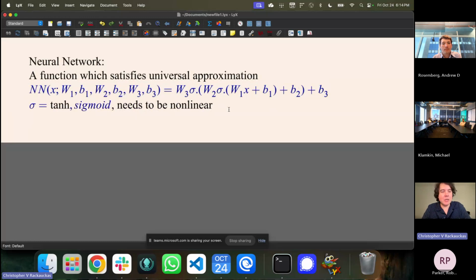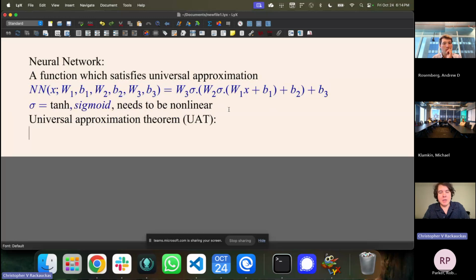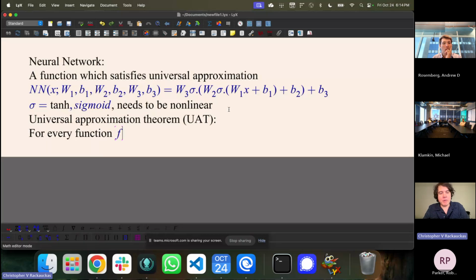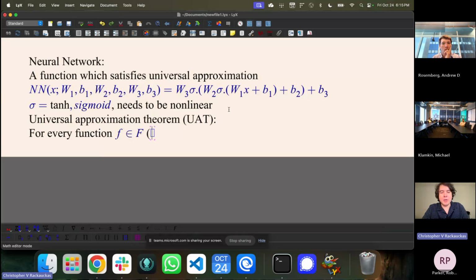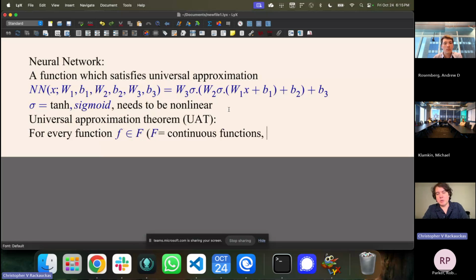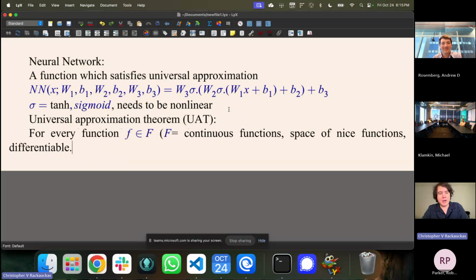The reason why it's an interesting object to work with is the universal approximation theorem, also abbreviated a lot as the UAT. What this is basically saying is, for every function f in some function space, call it F, think of F as continuous functions or the space of nice functions, maybe differentiable, yada, yada, yada. I'm not going to define it rigorously because that's what your math class is for, and you kind of need all the PDE, Sobolev theory stuff. Who cares though, it's a space of nice functions.